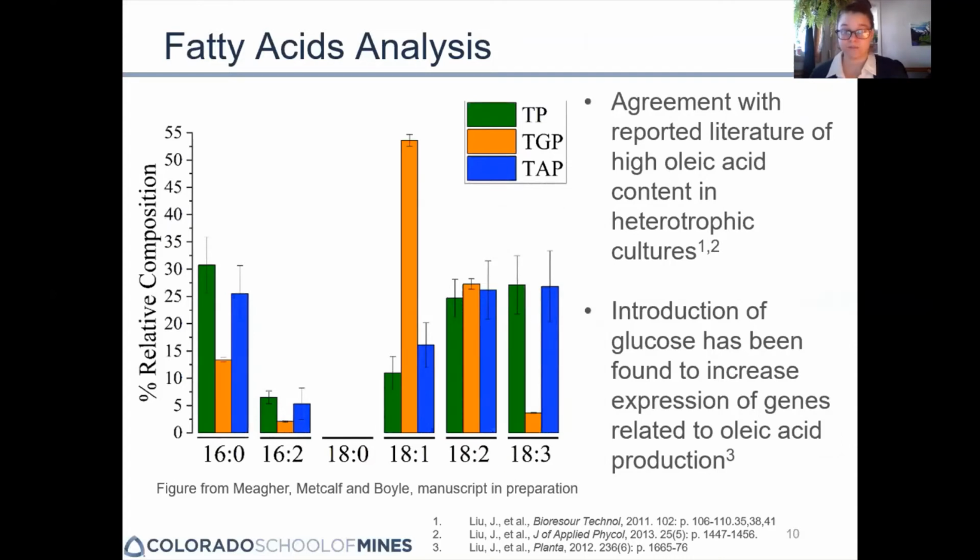Cellular lipids were saponified and methylated to create volatile fatty acid methyl ester derivatives, and these FAMEs were quantified via GCMS. The results of this analysis are presented here. One interesting observation I'd like to point out is the far higher content of oleic acid for heterotrophic cultures. This observation has also been reported in the literature. One study on heterotrophic C. zofingiensis cultures found that the introduction of glucose drastically increased the expression of 2 genes involved in oleic acid synthesis, and this might explain the relatively high oleic acid content observed.